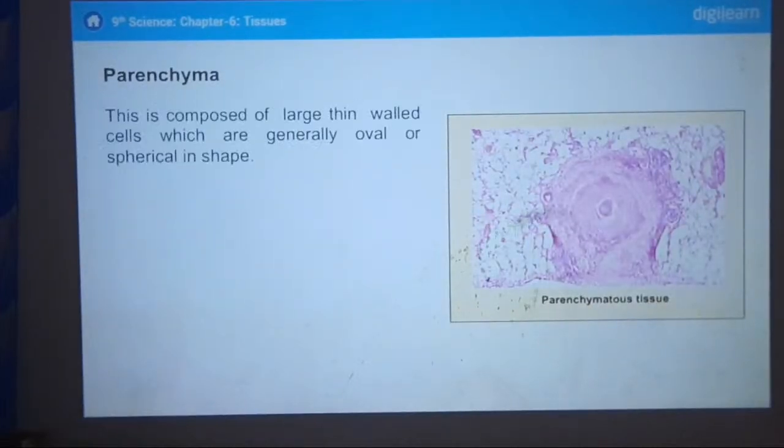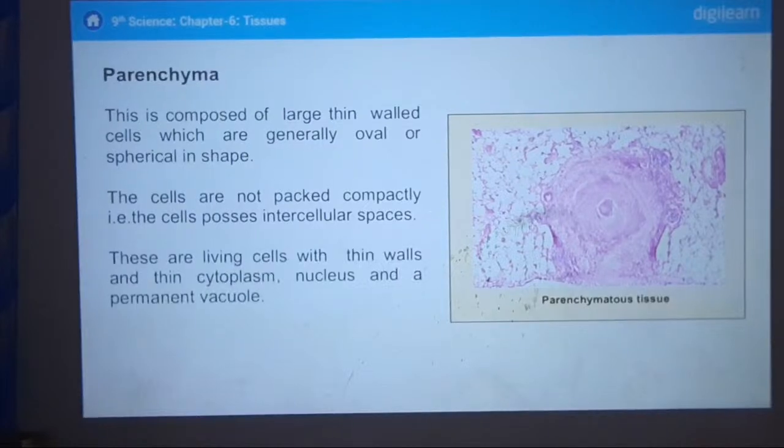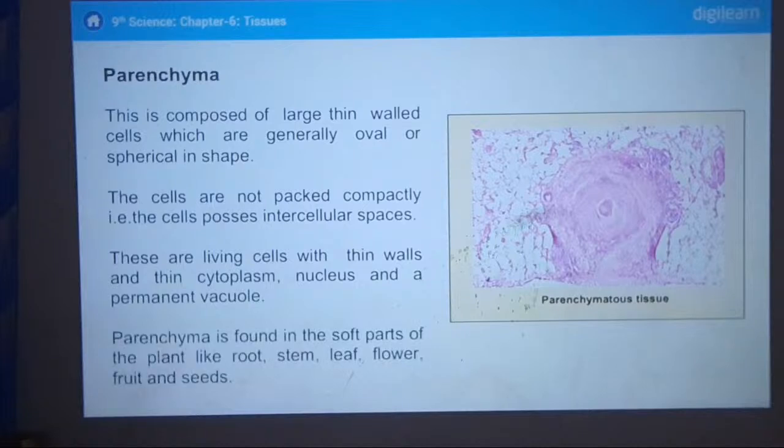Parenchyma. This is composed of large thin-walled cells which are generally oval or spherical in shape. The cells are not packed compactly, that is, the cells possess intercellular spaces. These are living cells with thin walls and thin cytoplasm, nucleus and a permanent vacuole. Parenchyma is found in the soft parts of the plant like root, stem, leaf, flower, fruit and seeds.